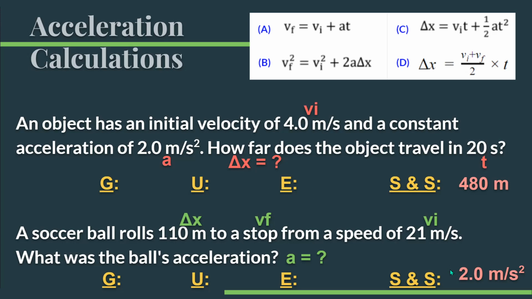What is the ball's acceleration? It should absolutely be negative because it's rolling to a stop. So this should be -2, not just 2. Okay, I will double check that. But again, go ahead and work out these two.